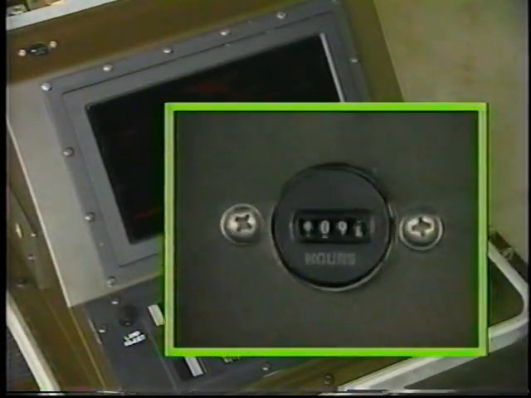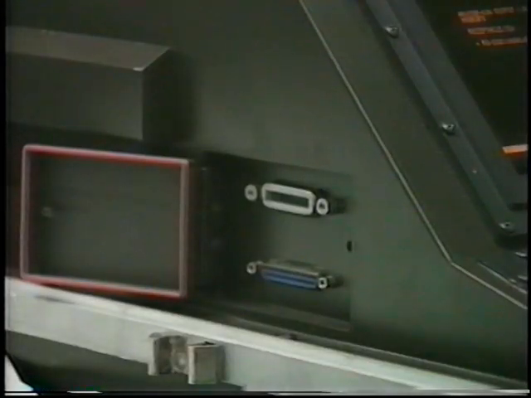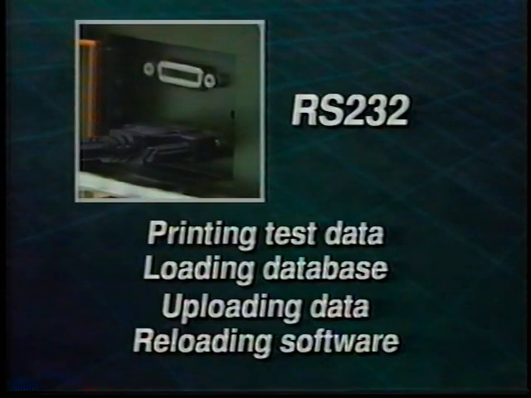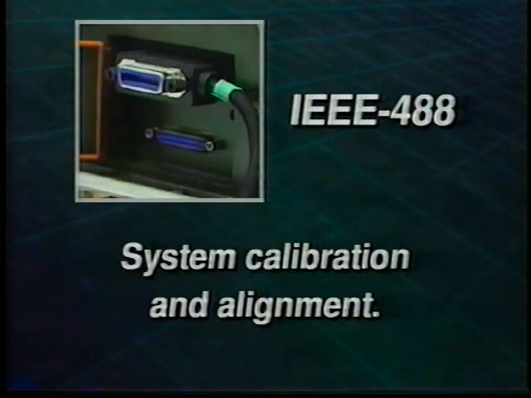External features include the elapsed time indicator, grounding point, and two connectors, RS-232 and IEEE 488. The RS-232 connector is used for data transfer. This includes printing test data, loading a database for aircraft-specific testing, uploading data, or reloading system software. The IEEE 488 connector is used for system calibration and alignment on a Paytech machine.